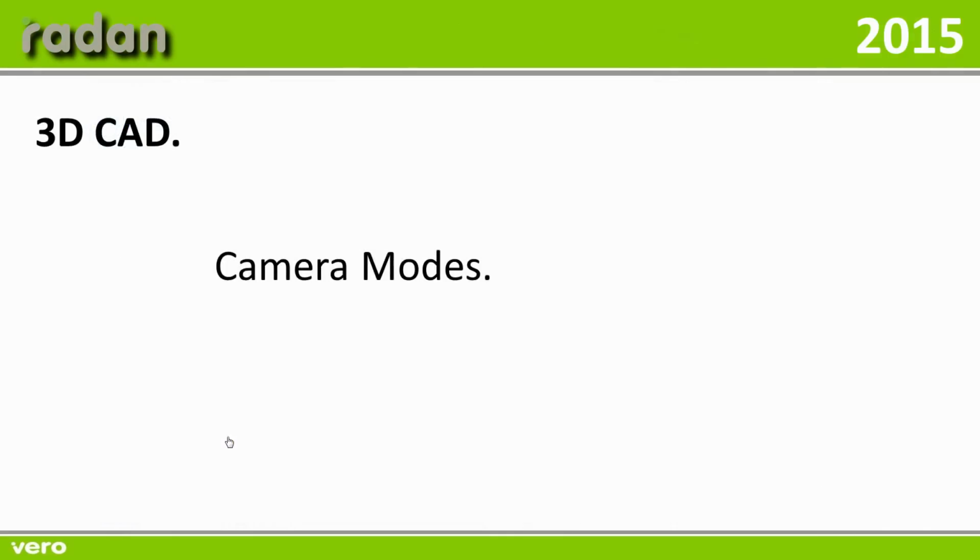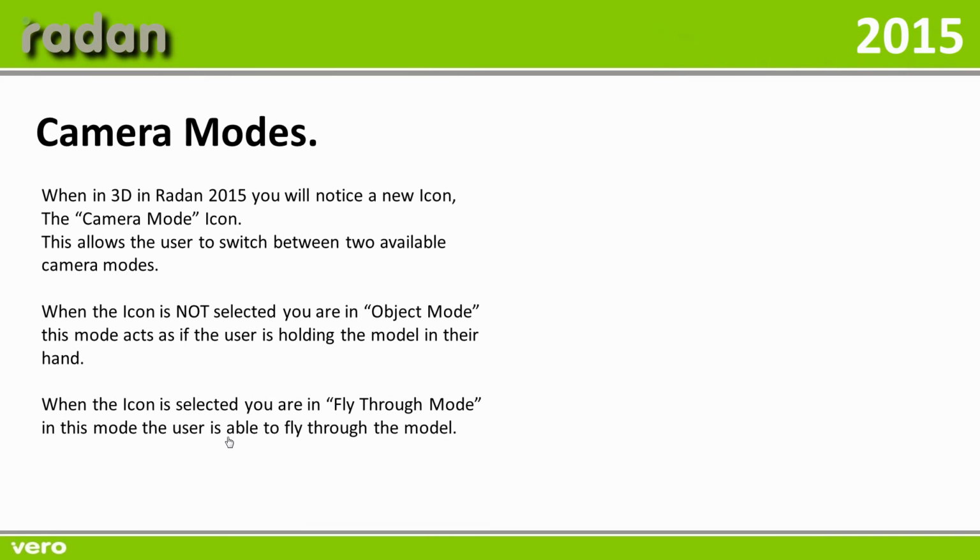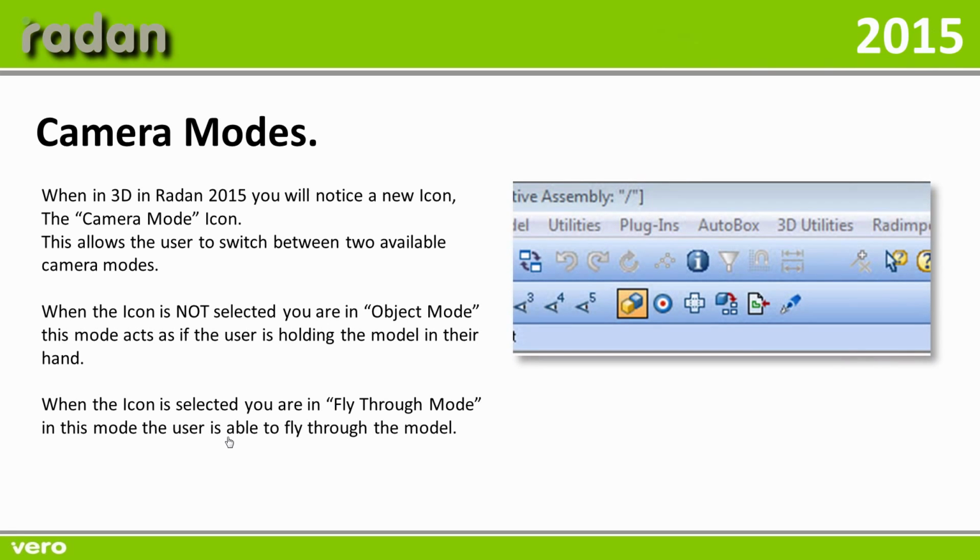Camera modes. When in Radan 3D, you will notice a new icon, the camera mode icon. This allows the user to switch between two available camera modes. When the icon is not selected, you are in object mode, and this replicates the user holding the model in their hand and spinning it around. When the icon is selected, you are in fly through mode, and in this mode the user is able to fly through the model. Here you can see an image of the Radan 3D menu, and I'm just highlighting the new camera mode icon.